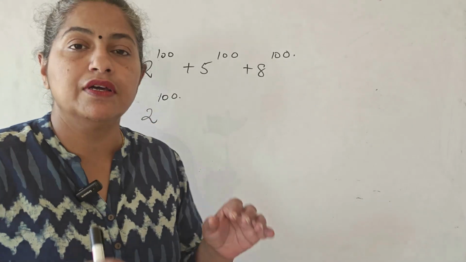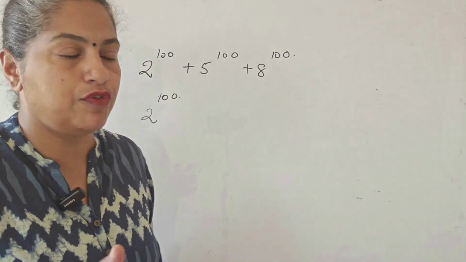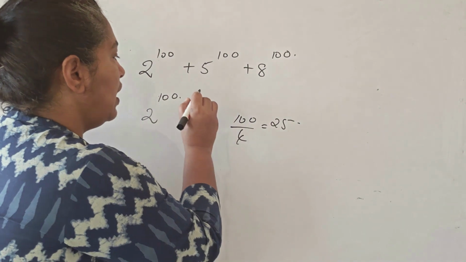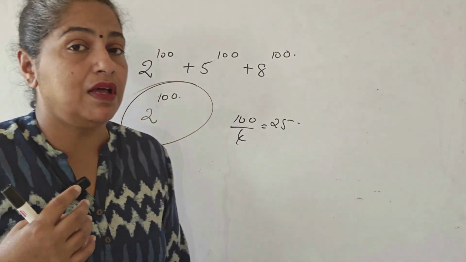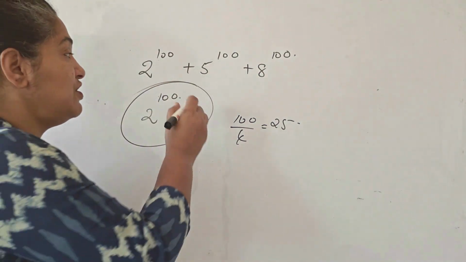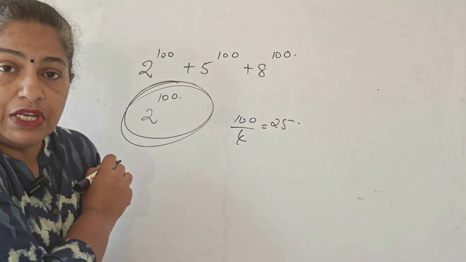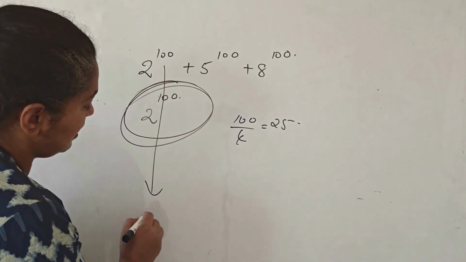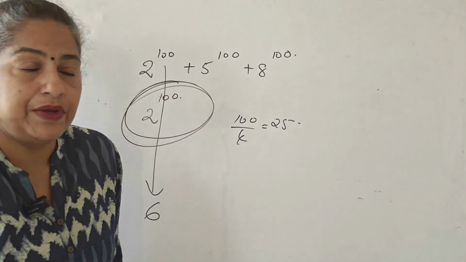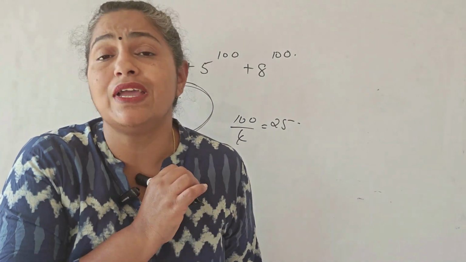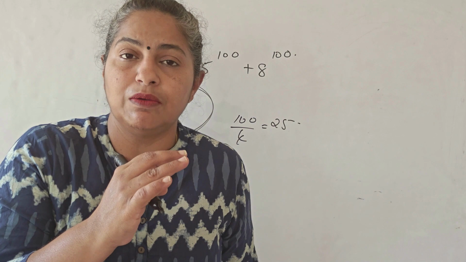2 raised to 100. 100 is divisible by 4 because 100 by 4 will give us 25. So I know that since the power is a number that is divisible by 4, the units digit in the result of this particular number will end with a 6. So in this case, the units digit is a 6. In the case of 5, it is very easy. 5 raised to any power, the units digit will be a 5.